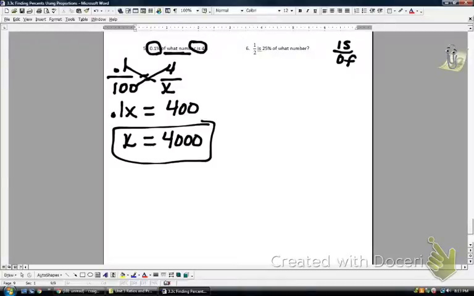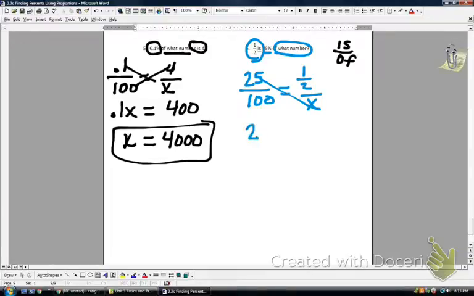Alright, then let's look at my last one. My last one, I'm going to start with the 25%. 25 over 100, so I've used that. Then is 1/2, and then of what number? I don't know. It goes on bottom. Cross the equal sign and multiply. 25x. Cross the equal sign and multiply. 100 times 1/2 is 50. Then I'm going to divide both sides by 25. 50 divided by 25 is 2.